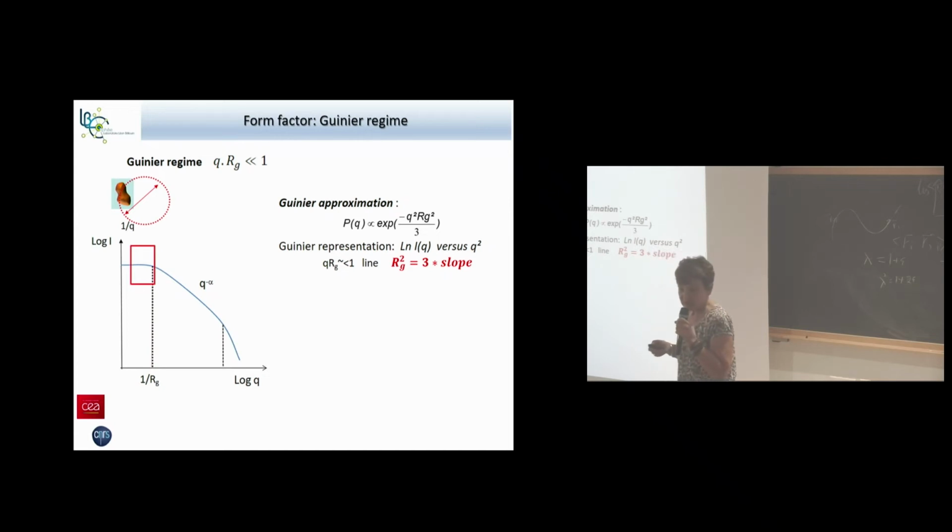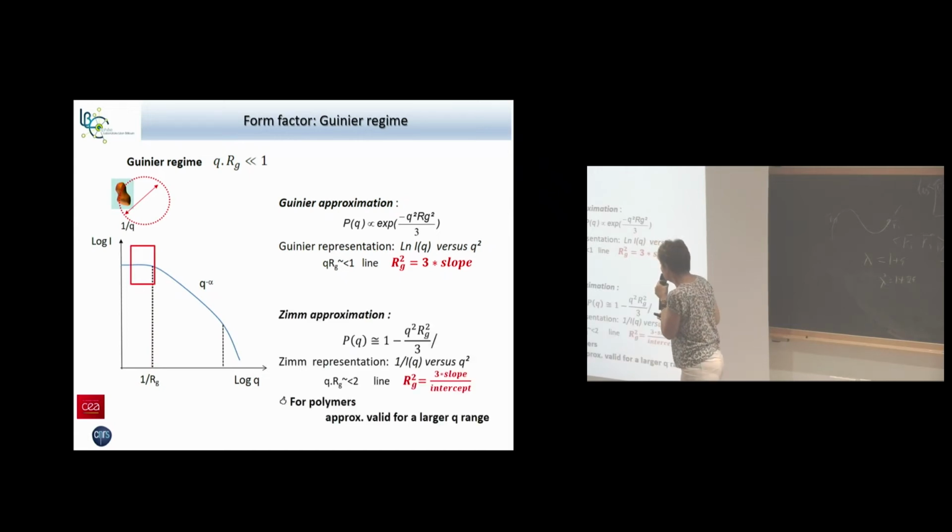So how to measure the radius of gyration? P of Q can also be expressed as exponential of minus Q squared Rg squared divided by 3. So you can plot the log of the intensity versus Q squared. This will give you a straight line, and Rg squared is 3 times the slope of this line. This is how to measure the radius of gyration.